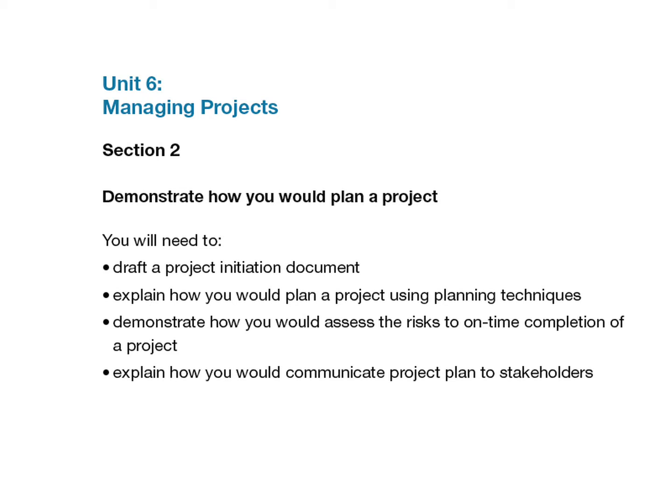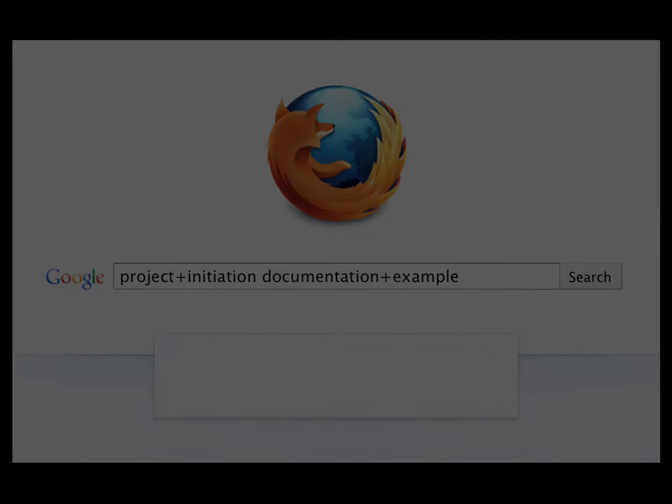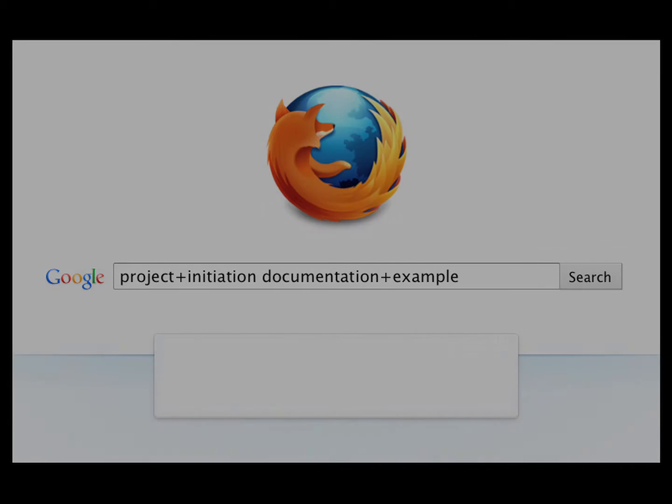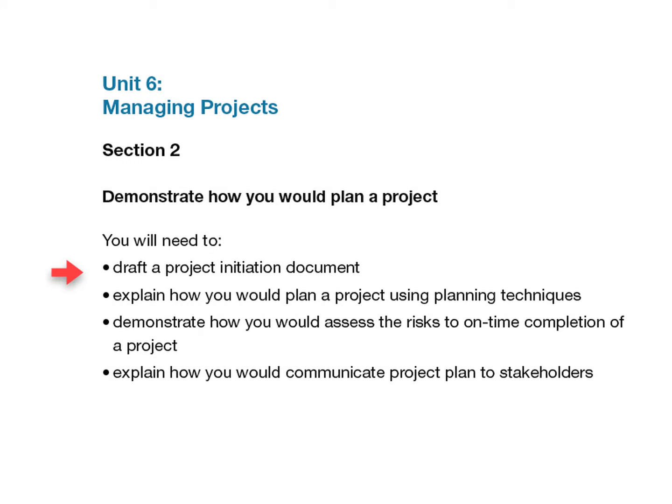Section 2. Just as asked, you need to use your own organisation's documentation if available, but also search on Google using project plus initiation documentation plus example, and visit the sites suggested at the end of this podcast to consider other formats. Here you should give an overview of how to plan a project using a specific project if possible, and mention the use of feasibility analysis, risk assessment, Gantt charts, network analysis, critical path analysis and so on.